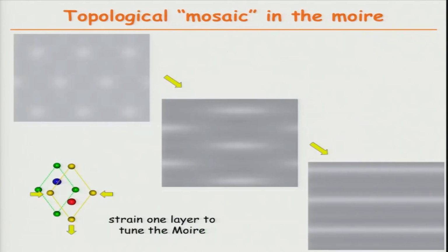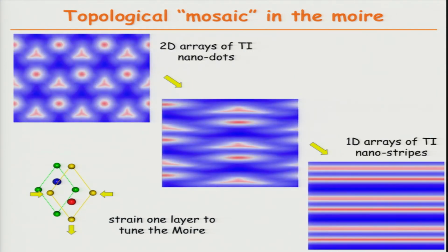Moreover, in the Moiré pattern, we know that it is fully determined by the lattice mismatch between the two layers. So if you apply strain to one layer, you can modulate this Moiré pattern from this two-dimensional Moiré pattern eventually to this one-dimensional Moiré pattern. So if the local approximation holds, then you would expect a tunable Moiré topological insulator superstructure, from 2D arrays of nanodots eventually to 1D arrays of nanostripes.